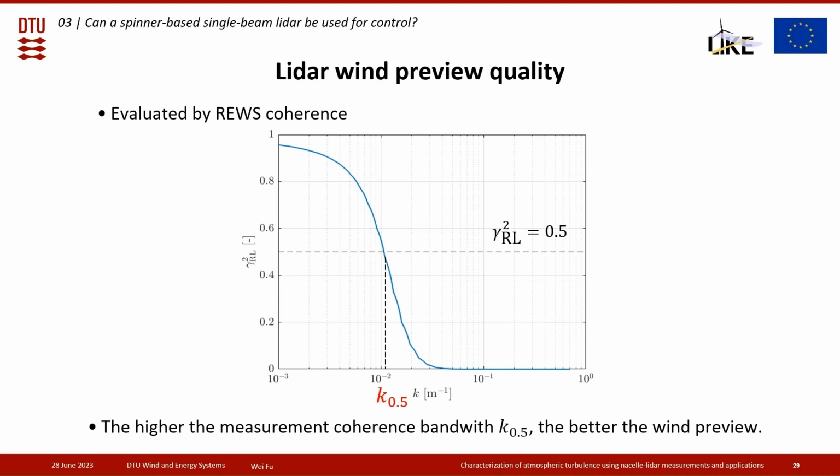This curve is impacted by the LiDAR scanning pattern. So if we use a different LiDAR scanning pattern, we might have a different curve, and thus we have a different K0.5 value. The higher the measurement coherence bandwidth K0.5 is, the better the wind preview. So we use this criterion to optimize first the scanning configuration of our single beam LiDAR based in the spinner.